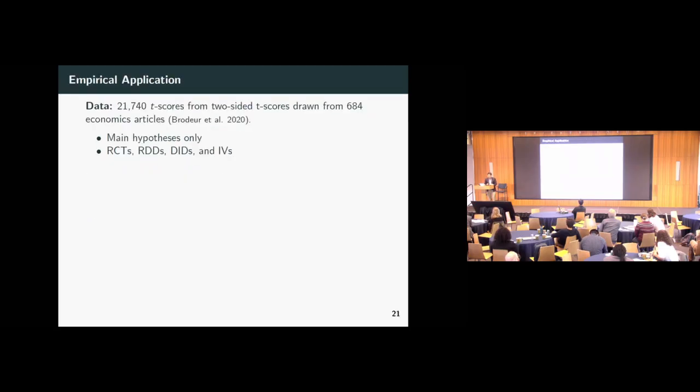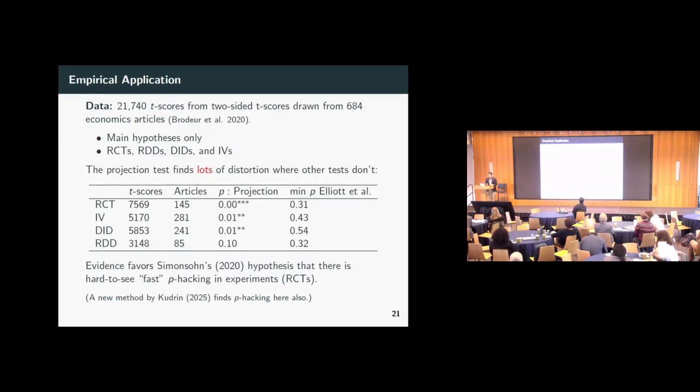Now let's look at the data. So I'm going to turn to a classic meta study, which has already been cited today. This is the Brodeur et al. 2020 Methods Matter data set, which includes almost 22,000 t-scores. These t-scores correspond to main hypotheses only. They don't include robustness checks or constants or things like this. And they're separated into 4 different methods, the same methods that we saw in the last presentation: RCTs, RDDs, DIDs, and IVs. So what do we find?